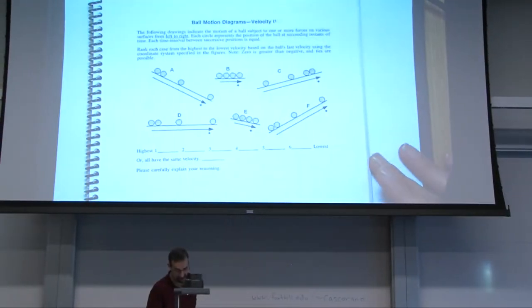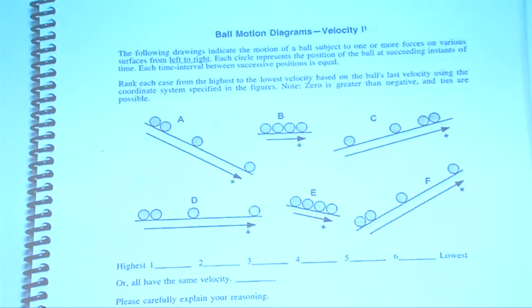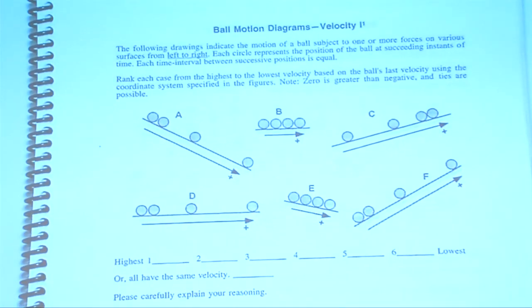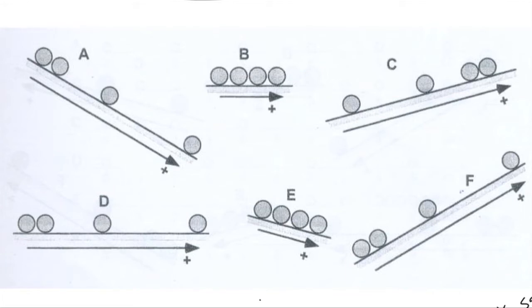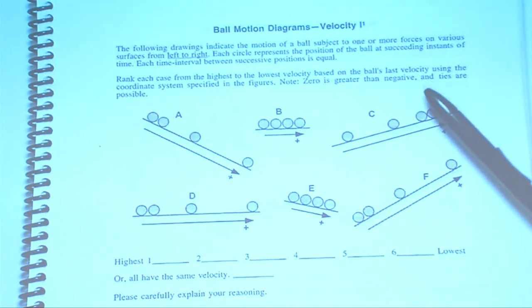All right, so here are some motion diagrams. The object is moving from left to right in every case. These circles represent the dots that I drew earlier, but they're equal time intervals apart. We're going to look for which ones have the greatest velocity in the last time interval.